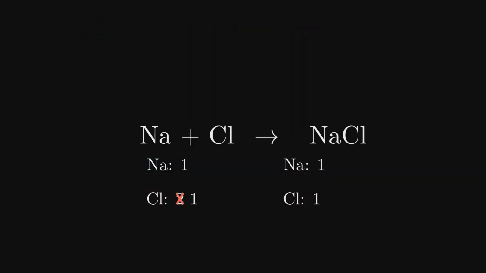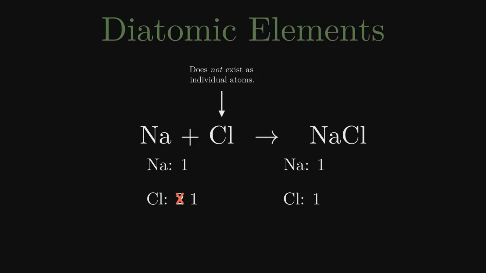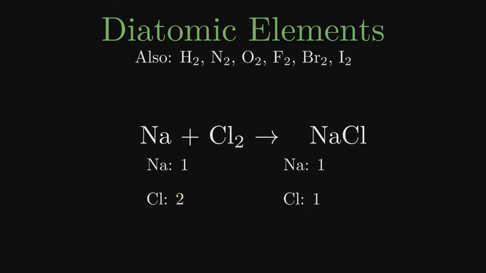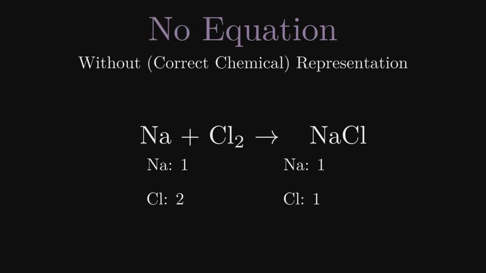No, because the equation no longer represents the chemistry as we know it. Sodium is involved as individual atoms, but chlorine is diatomic. This means it exists in molecules as a pair of atoms, so that too is very important. Finally, the sodium chloride product is a single substance with that exact formula, so I cannot alter it.